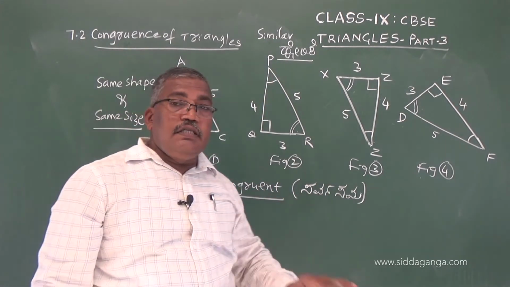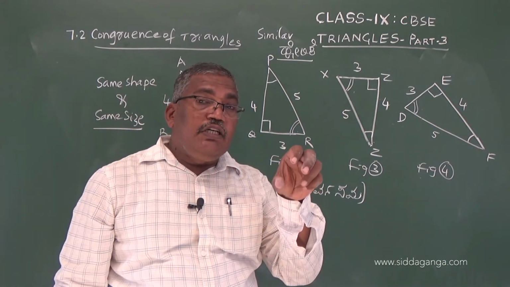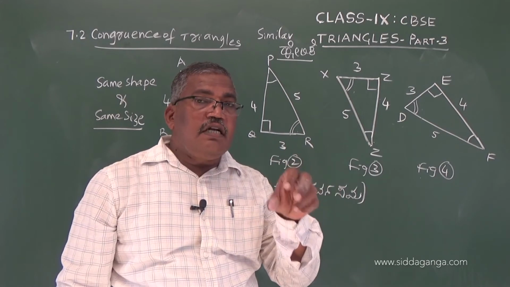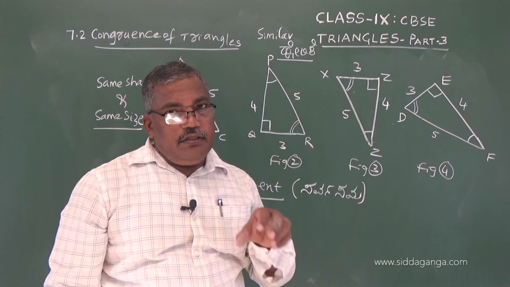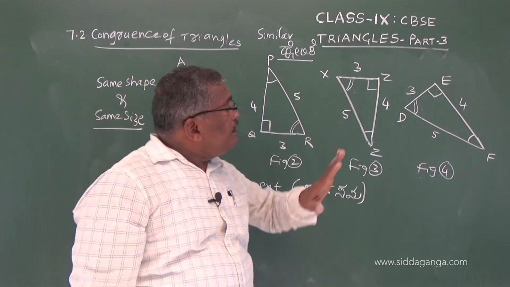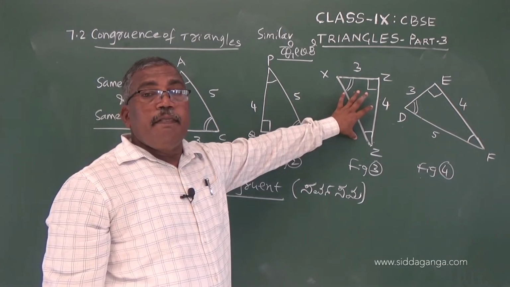Sarva Sama means 6 parts of the first triangle are in all respects equal to the 6 parts of the second triangle. What are the 6 parts? 3 angles and 3 sides. Remember, the rotation is not a matter.